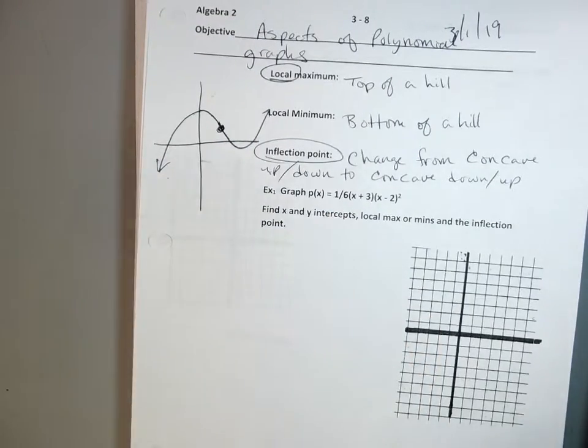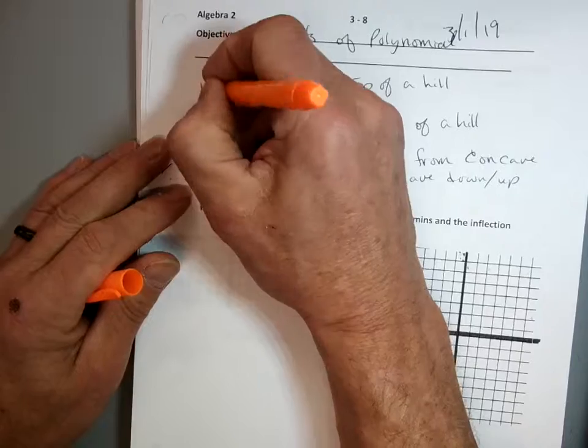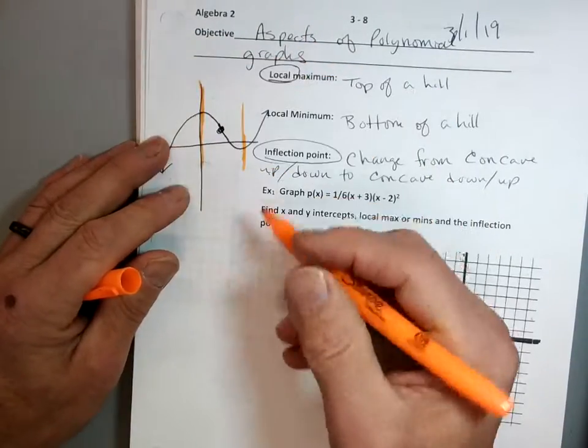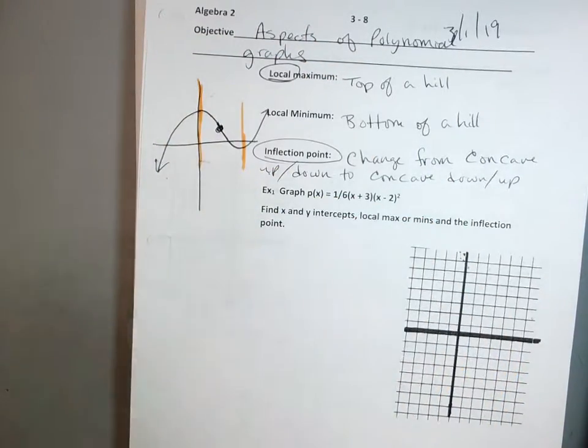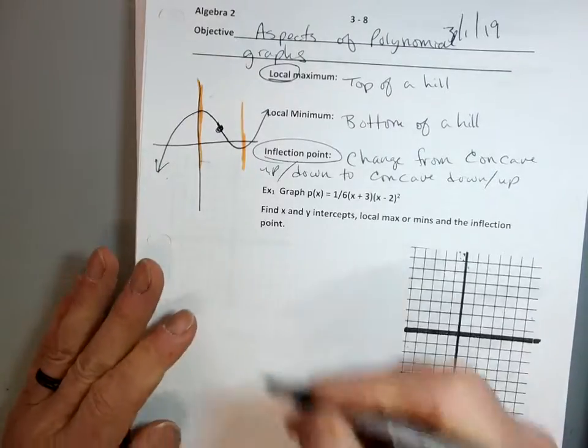Easiest way for us to find the inflection point is really in between your max and your min, isn't it? Right? It's in between your max and your min. Here's my inflection point.